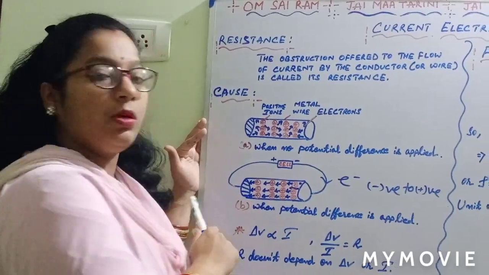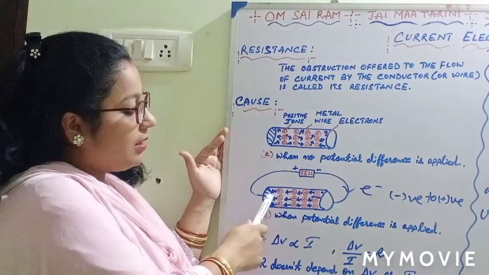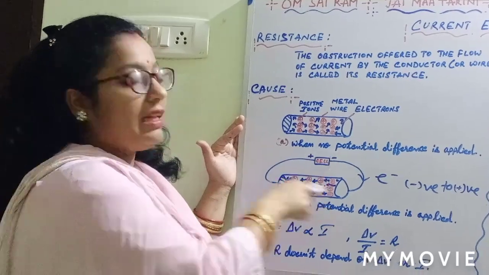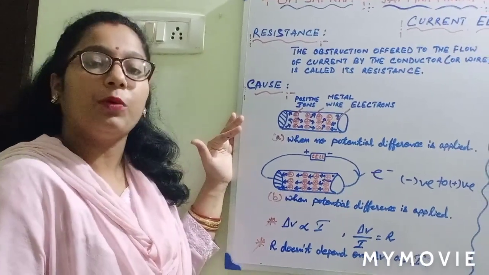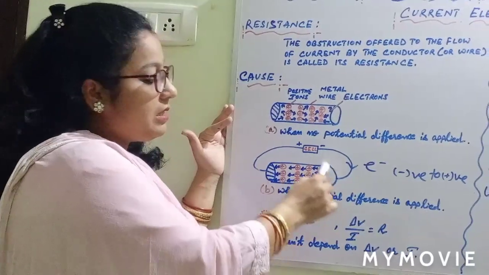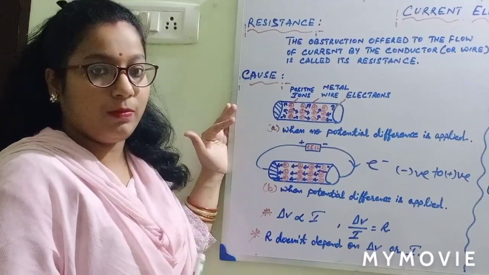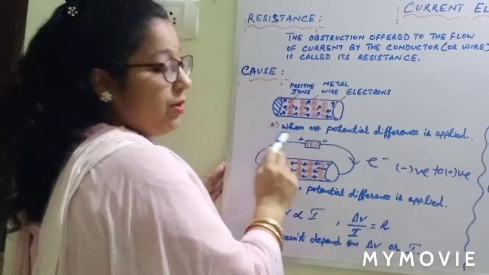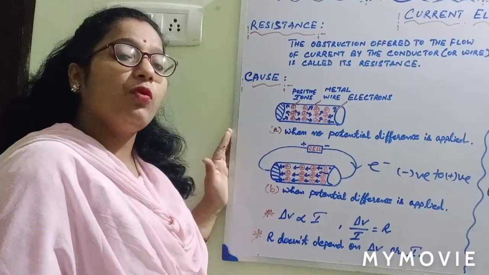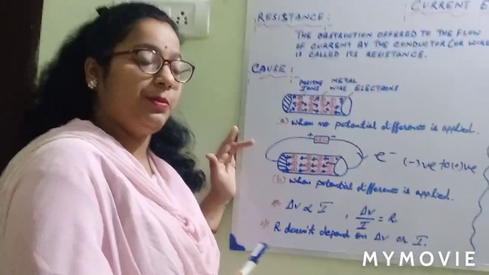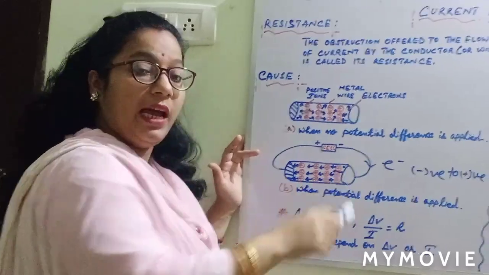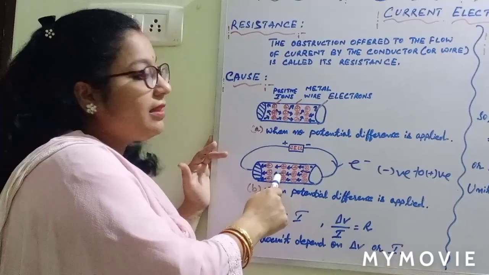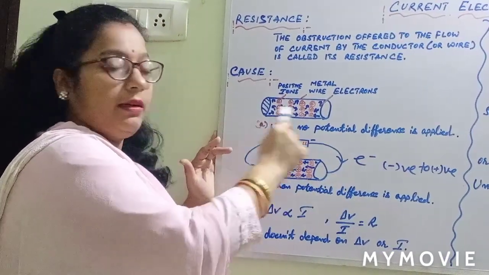Once we apply a potential difference, that is, we join this conductor to a battery, it gets a potential difference. When this happens, the electrons present in the conductor will experience a force which will push them from the negative terminal to the positive terminal of the battery. There will be a flow of electrons, and whenever there is a flow of electrons per unit time, we say that current is flowing. So as we connect this to a battery, there will be a current flow in it.